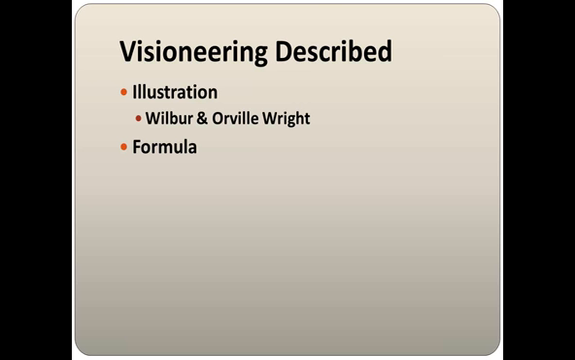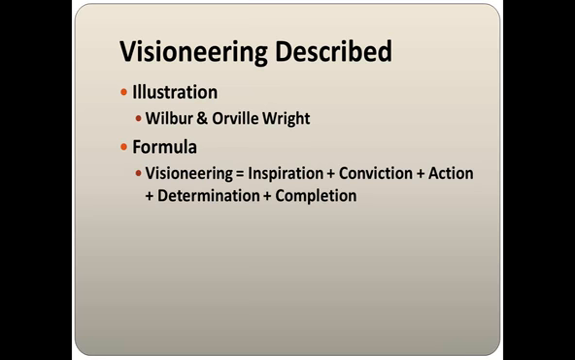There is a formula for the visioneering process whereby we are going to go through to discover and design and develop and then implement and monitor God's vision for our life and ministry. So he gives in this book this formula. Visioneering, the process, is both inspirational plus conviction plus action plus determination plus completion. It involves these things in our lives if we're going to discover and develop and carry out God's vision for our ministry.